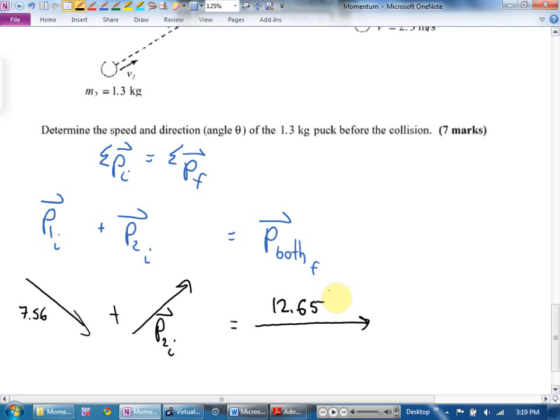Is this a final momentum of zero? No. So is this a triangle where you come back to where you started from? Nuh-uh. Added together tip to tail. 7.56. Oh, not final, Mr. Dueck. Initial. 12.65.